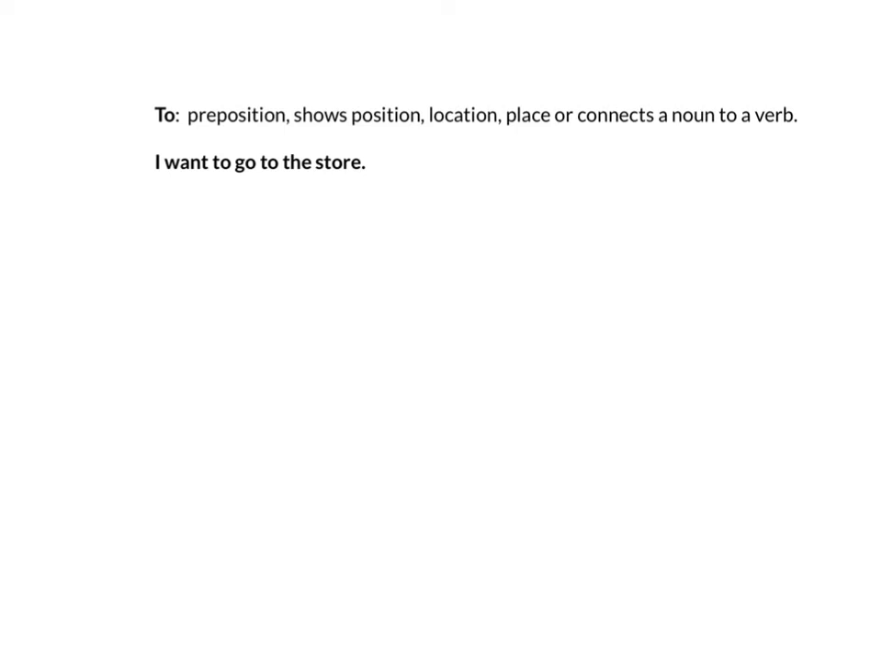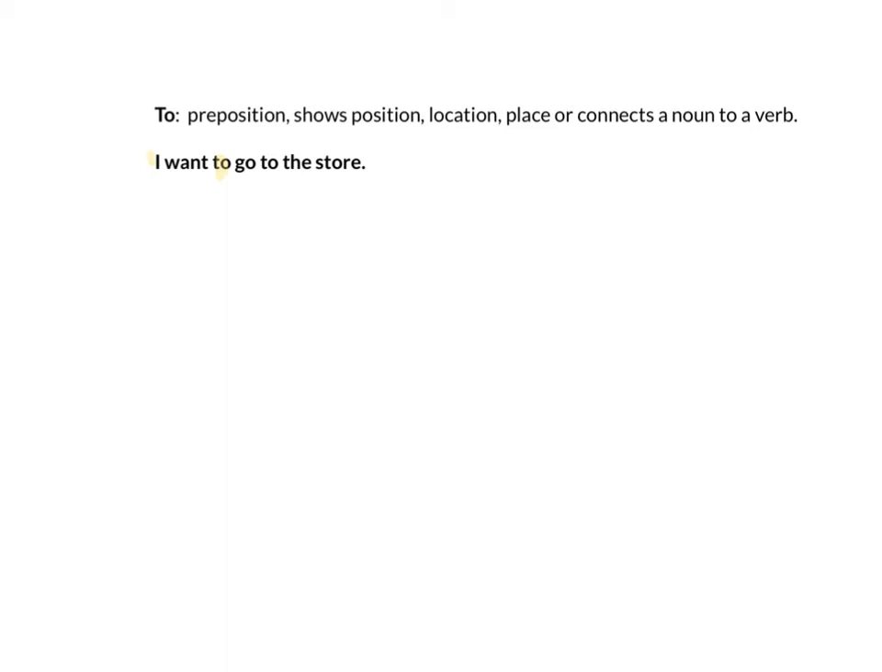So we're going to be starting with to, too, and two. The first to is a preposition, and typically to shows position, location, place, or it connects a noun to a verb. So in this example, I want to go to the store. The first to connects the noun I to want to go. So I want to go to the store. It kind of connects the subject to the predicate.